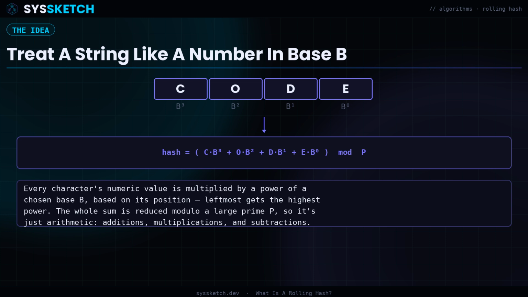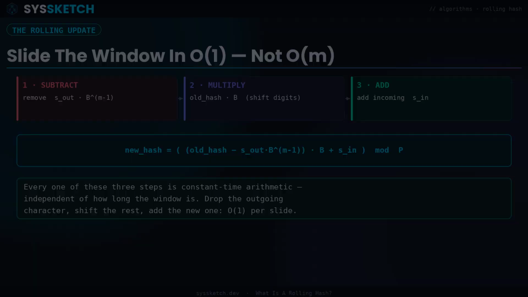Because this hash is just arithmetic, addition, multiplication, and subtraction, it becomes possible to update it algebraically when the window moves, instead of rebuilding it character by character. And because we only ever keep the value modulo that prime, the number representing even a very long window stays small and cheap to store, no matter how far into the text we've slid.